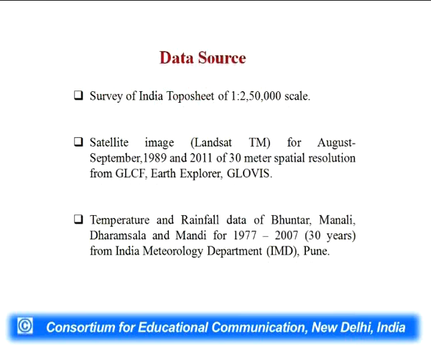The data source for the present study is basically the Survey of India toposheet of 1:250,000 scale, which has been taken for reference purposes. Then we have taken the Landsat TM satellite images for August-September 1989 and 2011 of 30 meter spatial resolution, which are freely available from GLCF, Earth Explorer and GloVis sites of the US Geological Survey. Then temperature and rainfall data of Bhuntar, Manali, Dharamsala and Mandi for 1977 to 2007 has been taken, which is 30 years and quite enough for seeing the climatic pattern, like the pattern of rainfall and temperature in this area. It has been taken from the India Meteorological Department, Pune.